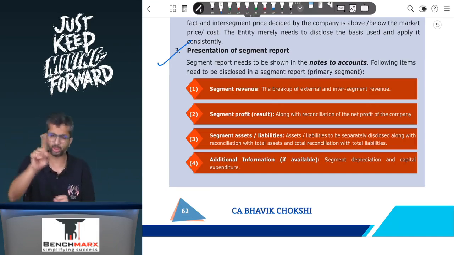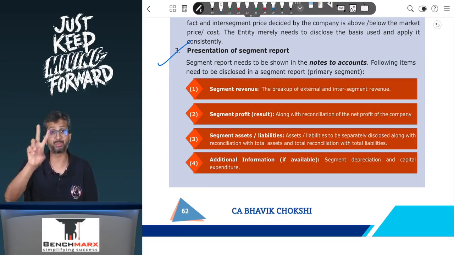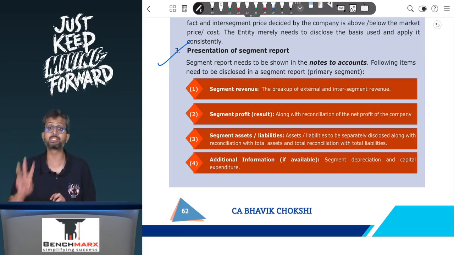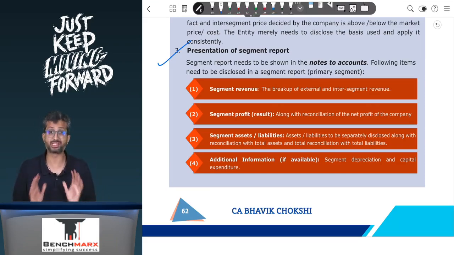So the 6 items I'll quickly repeat: segment revenue, along with the breakup of external and internal; segment profit with the reconciliation with the net profit; segment assets with the reconciliation with total assets; segment liabilities with the reconciliation with total liabilities; and capital expenditure as well as depreciation to be shown separately. This is to be shown for a primary segment report. This is a fairly detailed report.